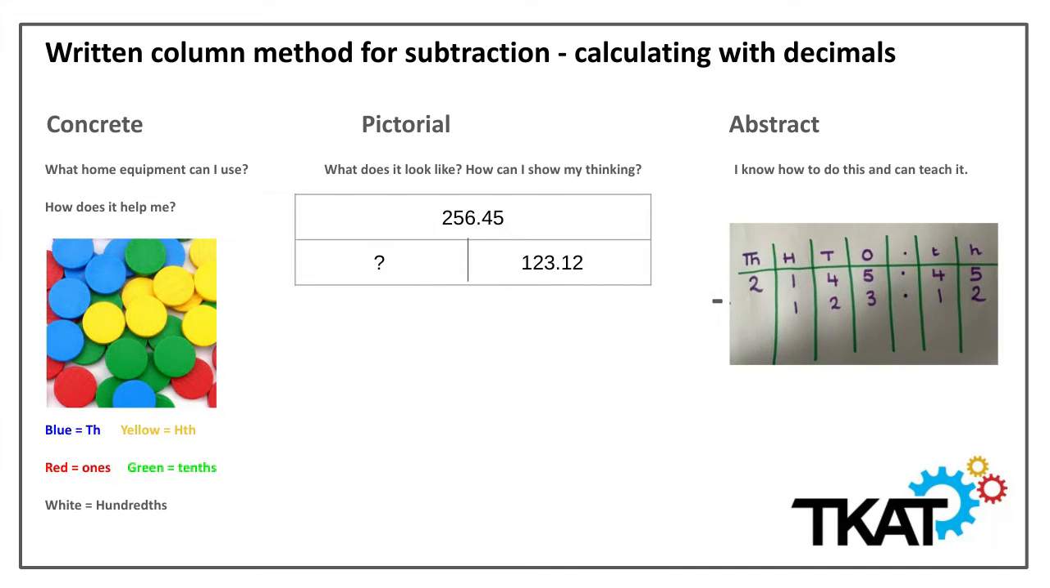Children will be really successful with written column methods once they are clear about place value and they understand that the decimal point never moves. Many moons ago, we were told to move the decimal point, and that really doesn't help. This is the same process that we went through in the previous slide. We have just introduced the decimal point, tenths and hundredths.